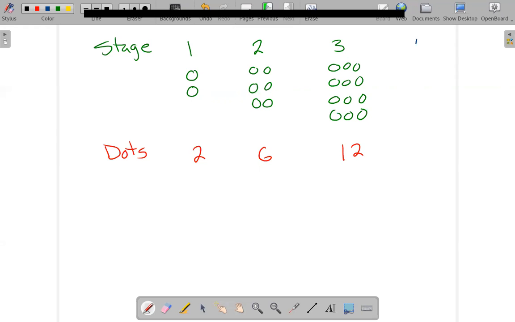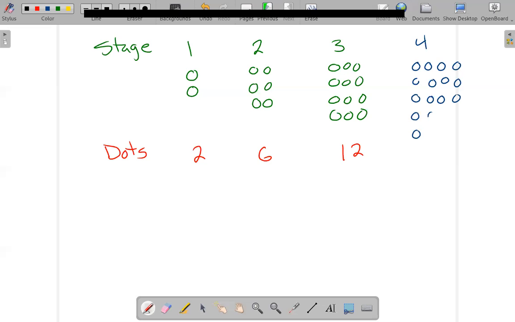Okay, stage 4, what would I expect to see? Well, let's see, they got taller and wider each time, right? So this was 1 wide, 2 wide, 3 wide. This one, I guess, is going to be 4 wide. This was 2, 3, 4. So this one's going to have to be 5 tall. 1, 2, 3, 4, 5. Oh my gosh, I see a pattern.